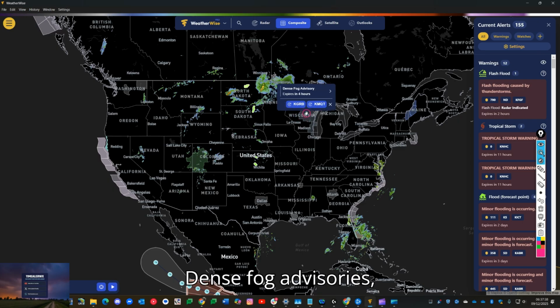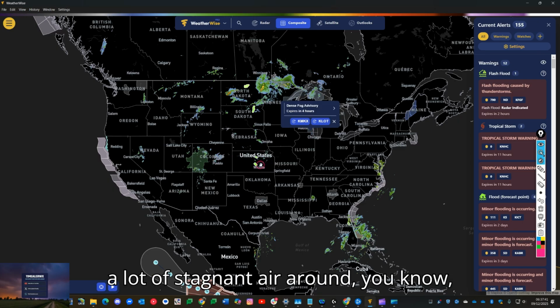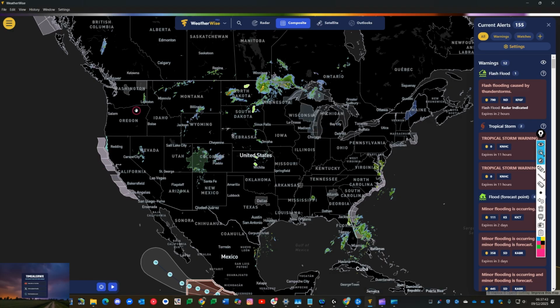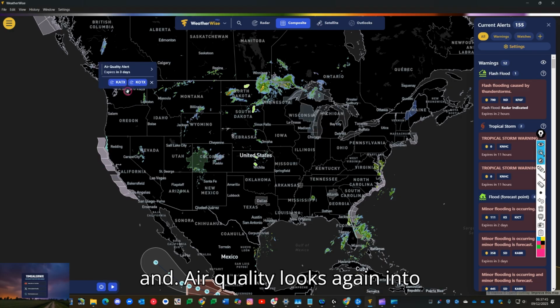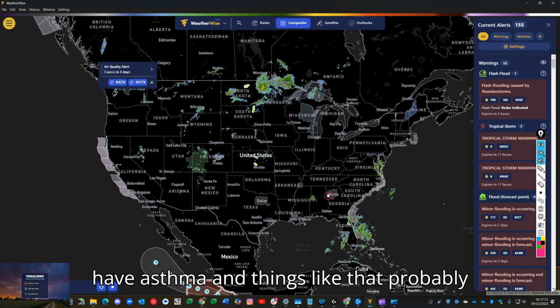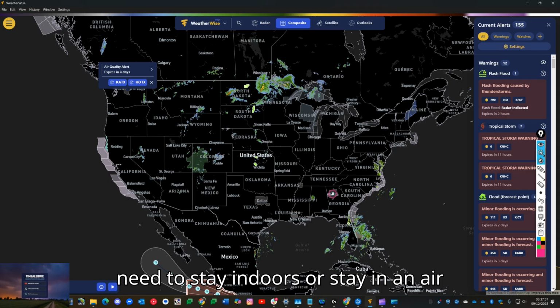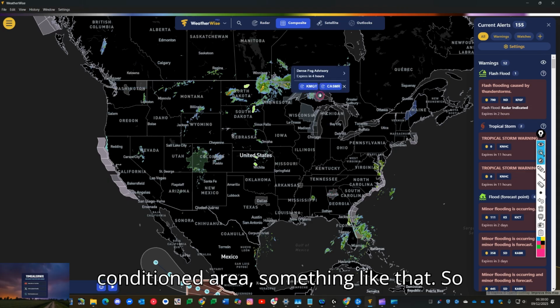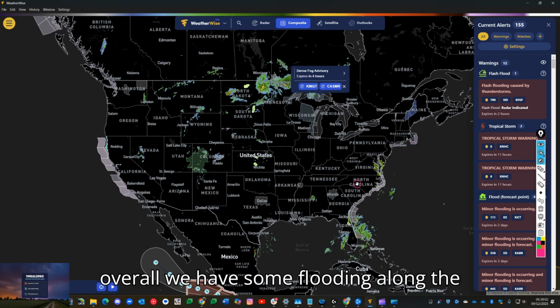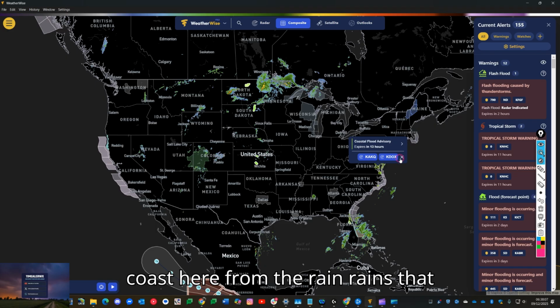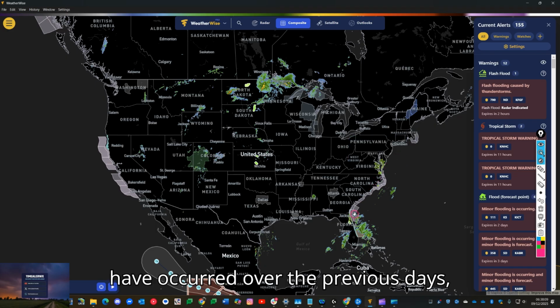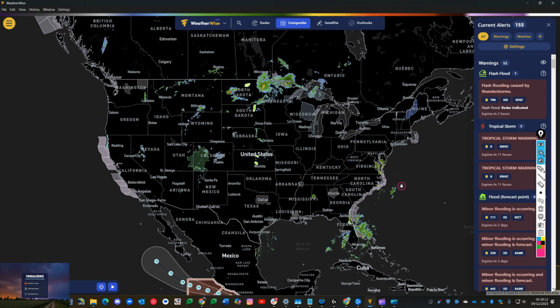Dense fog advisories. A lot of stagnant air around, and air quality alerts again into Washington here. So a lot of stagnant air, and people who are susceptible to asthma and things like that probably need to stay indoors or stay in an air conditioned area, something like that. So overall, we have some flooding along the coast here from the rains that have occurred over the previous days.